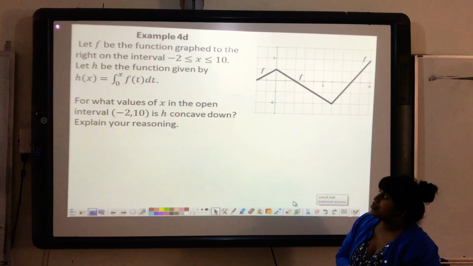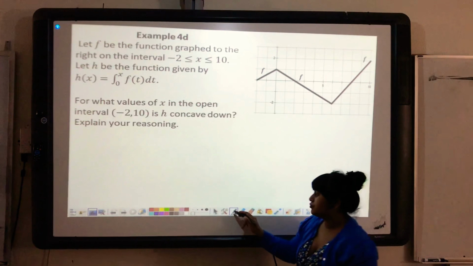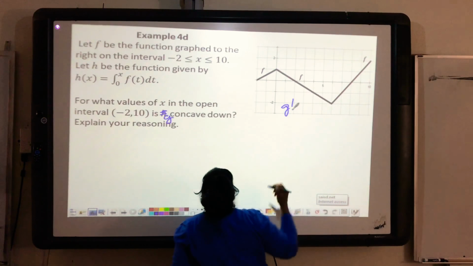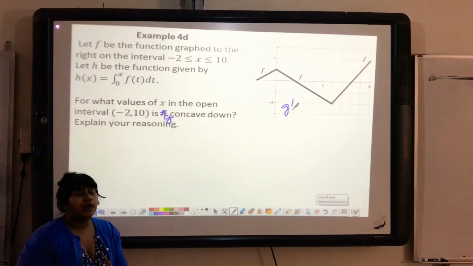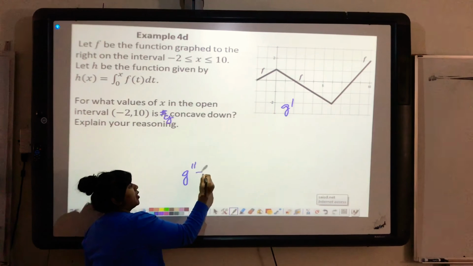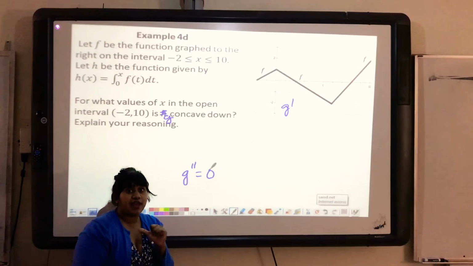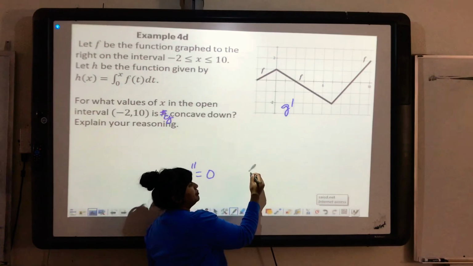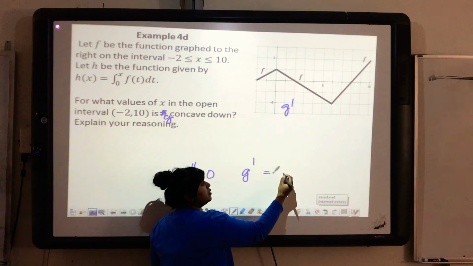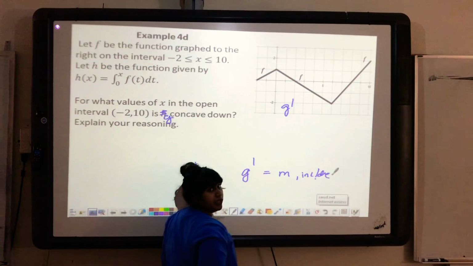Now we're talking about what values of x in the open interval, so this whole graph, is h concave down. So again, this isn't our h, this is g, this is g prime. So what's that relationship? Where do we know that this is concave down? So we were either looking for g double prime to equal 0. We don't have g double prime. So we're going to use what we just talked about in the last slide. How do we know the relationship between g prime and concavity? We know we're looking at either slope or increasing, decreasing. That's what we know we're looking for.